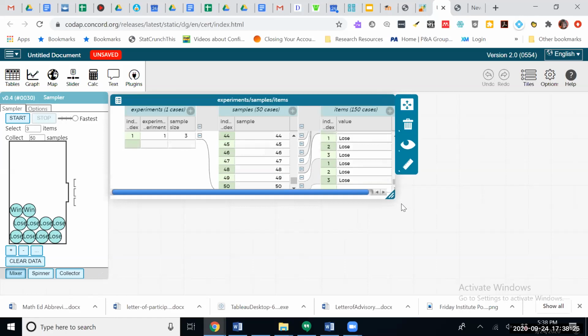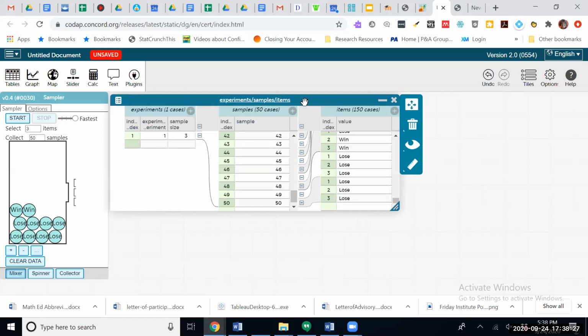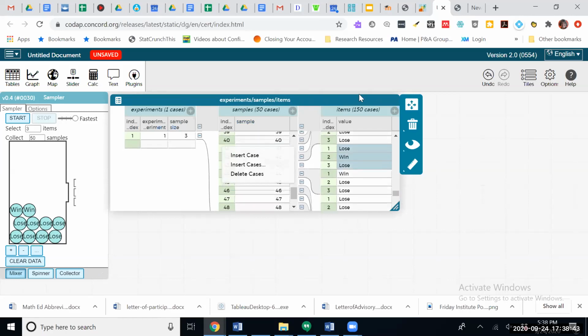So the sampler creates what's called a hierarchical table. And I did one experiment with a sample size of 3, and I repeated that 50 times. So I have 50 samples. For example, this is sample number 43, and I won a prize. That person, sample number 43, won 1 prize. Okay.